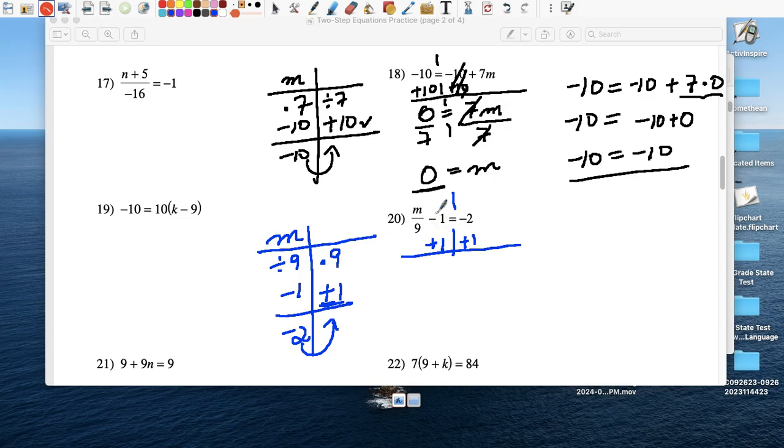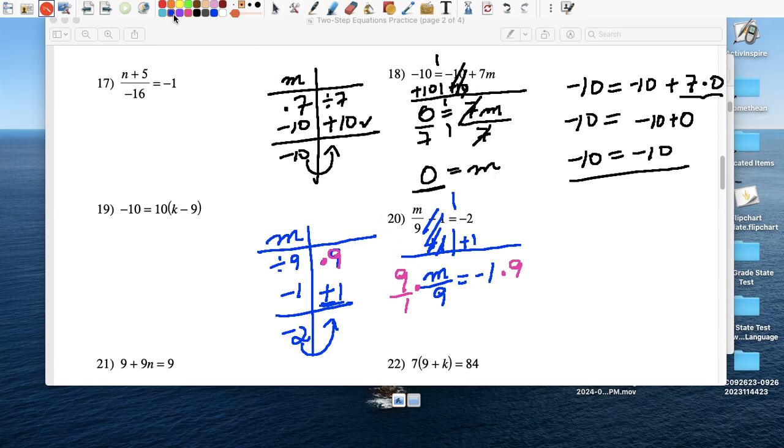-1 and +1 are additive inverse, so they become 0. M over 9 is the only thing that's left over on the left side. What's -2 plus 1 is -1. Then I'm told, hey, multiply both sides by 9. So I'm going to do that. Multiply this guy by 9, and multiply this guy by 9. Notice that on the left side, it makes it a little easier to see. Put the 9 over 1.